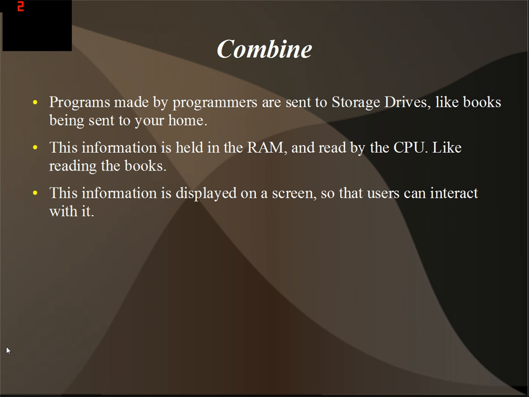Combining hardware and software. Programs made by programmers are sent to storage drives, like books being delivered to your home. You can get software from online places for downloading, such as Microsoft or Steam or Amazon. And you can also get it in physical forms, such as a CD or on a flash drive. This information is held in the storage drives until it is sent to the RAM. From there, the CPU reads it, like you reading a book. This information is displayed on a screen or monitor, so that users like you can interact with that data.